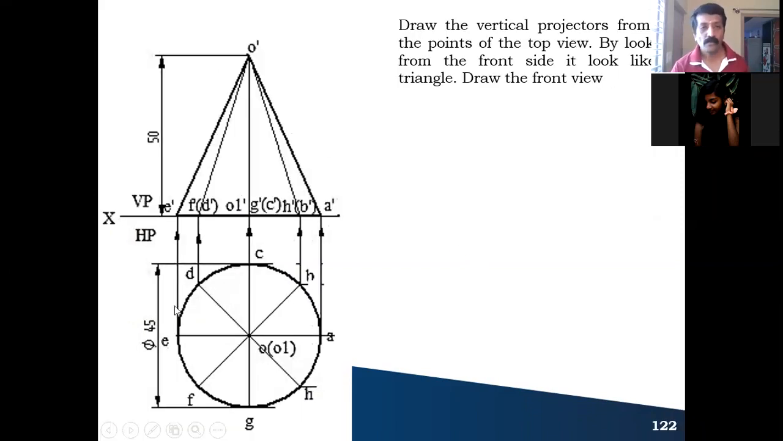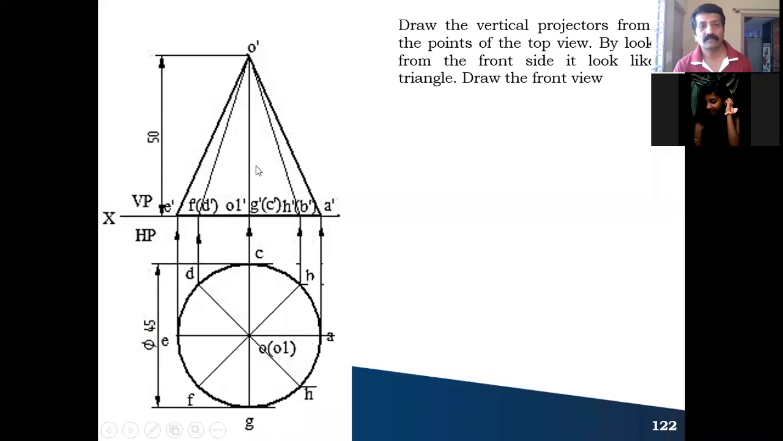To get the front view, draw the vertical projectors from all the points like this till they meet the XY line. So this is the center point or axis point. Extend it, and the axis height of your cone is 50 millimeter. So you take 50 millimeter, cut, and call that O dash. Only the outermost boundary line, you have to make it thick.